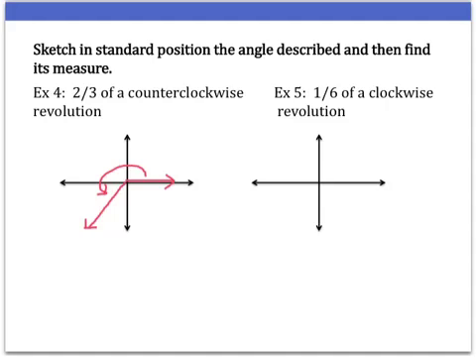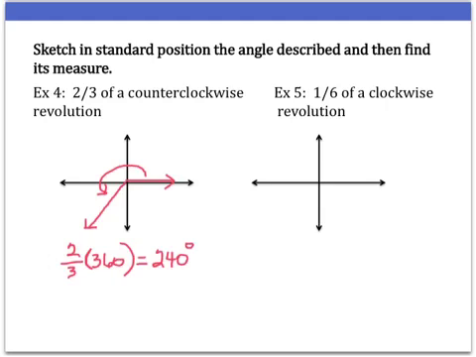Now how would we figure this out? Counterclockwise means it's going to be a positive measurement. And so 2/3 of something means you're going to multiply it. So we're going to multiply by positive 360. And this gives us 240 degrees.